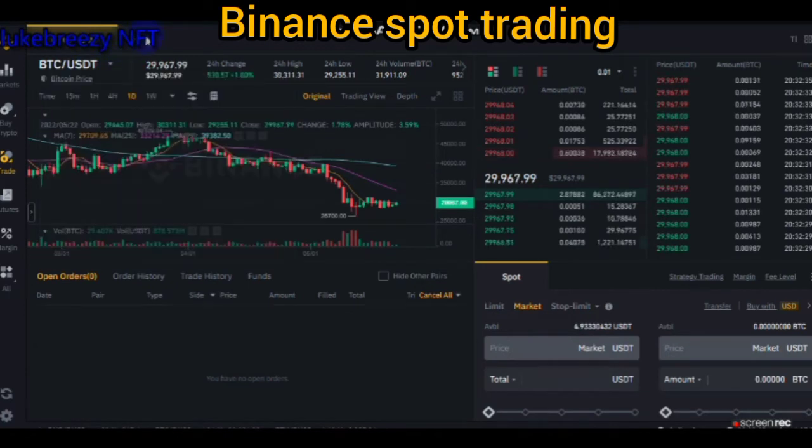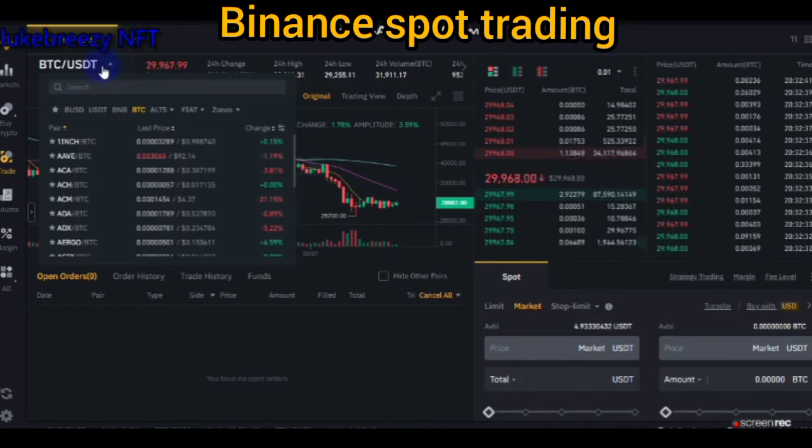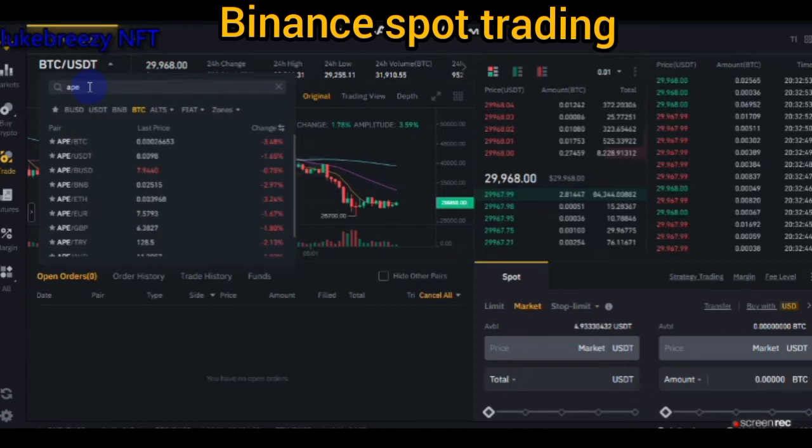When you look down, these are your trading pairs, as I've told you initially. When you click on this button right here, it pops down the other trading pairs that are on the platform. Let us say we search for ape. Once you search for ape, you can see other trading pairs of ape. You can trade ape against BTC, USDT, BUSD, BNB, Ethereum, Euro, GBP, and lots more. So that is the search column.